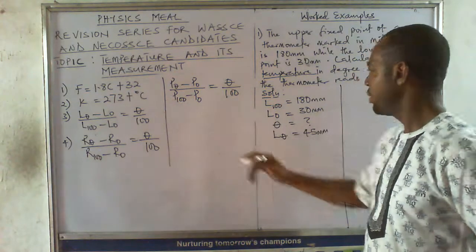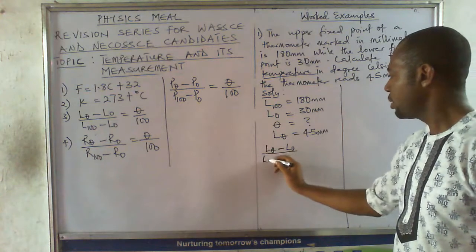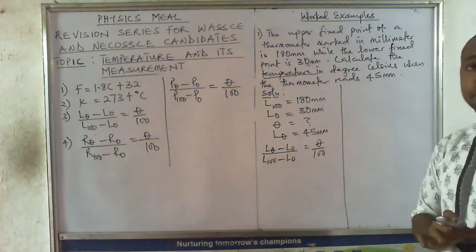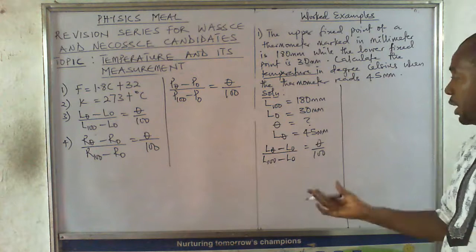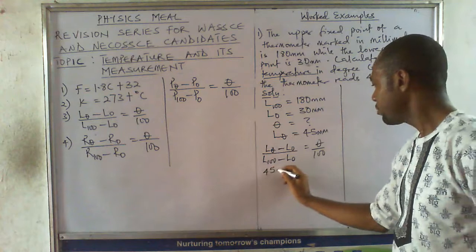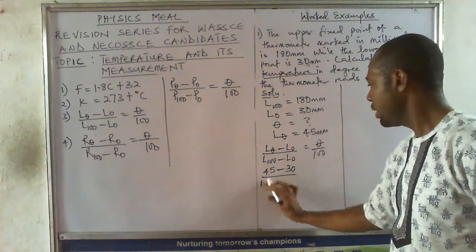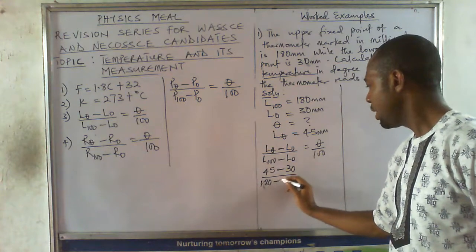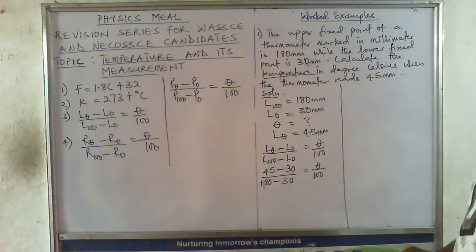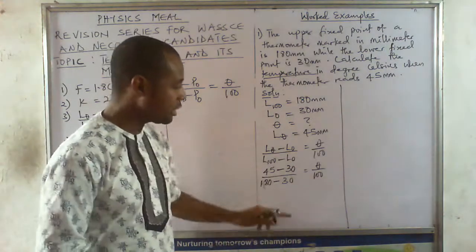So I'm using L theta minus L naught, all upon L 100 minus L naught, equals theta over 100. Beautiful. So we now substitute. What is L theta? L theta is 45, minus 30, that's L naught, all upon 180 minus 30, equals theta over 100. So if we continue, physics has ended. From here to here is physics. Everything here now is mathematics.